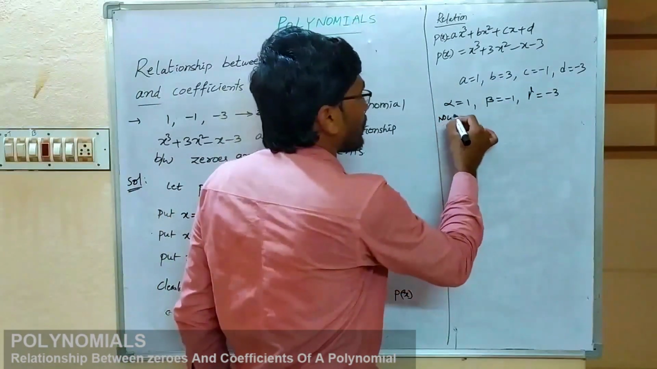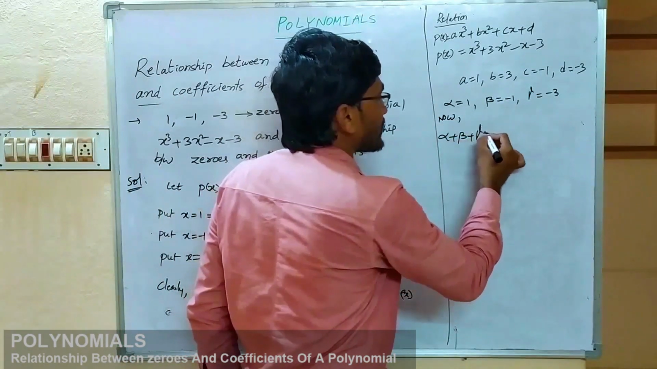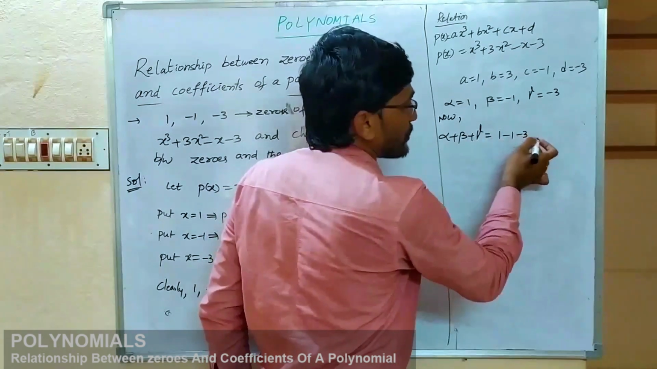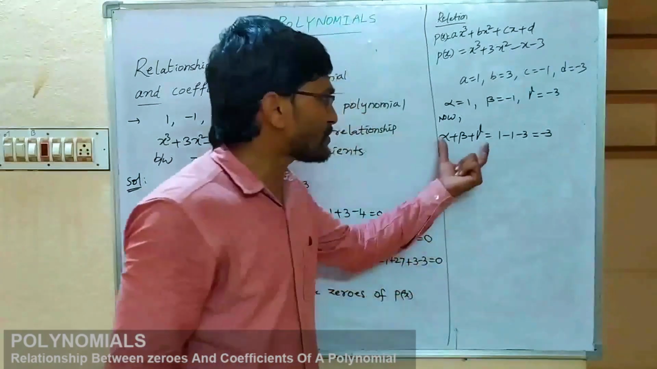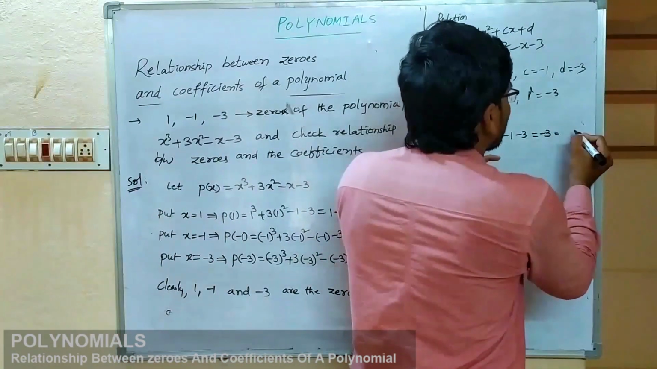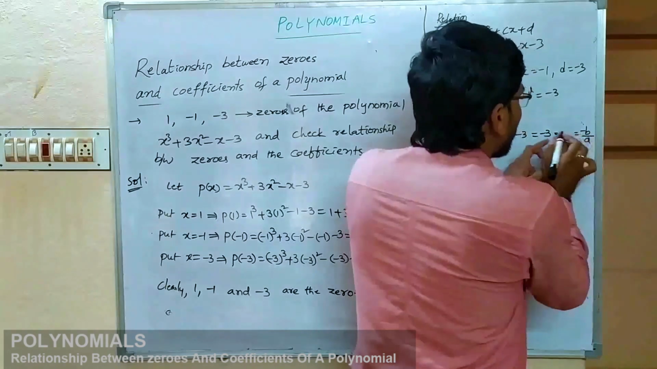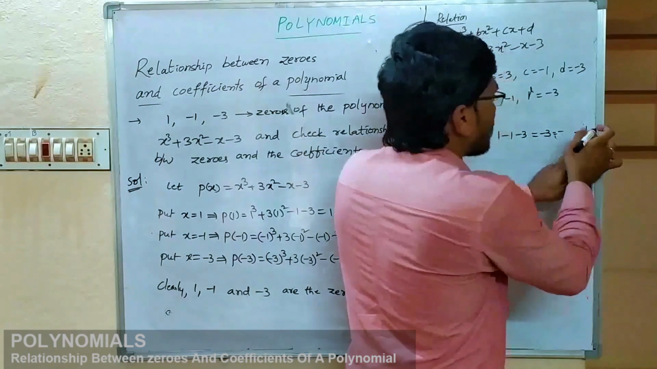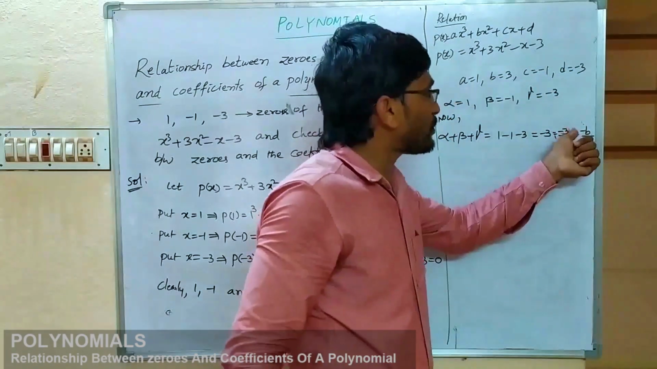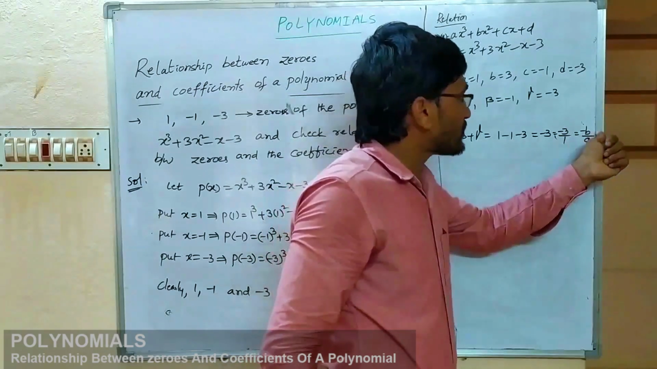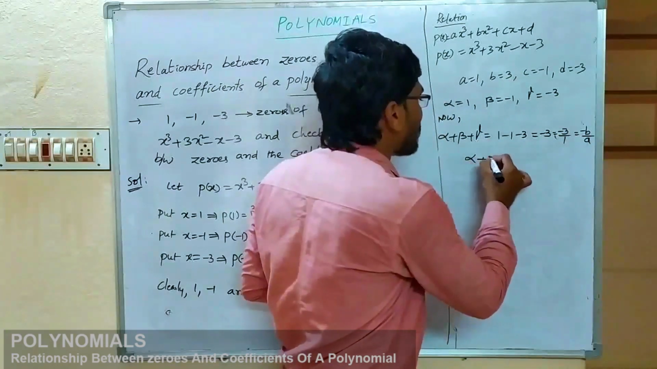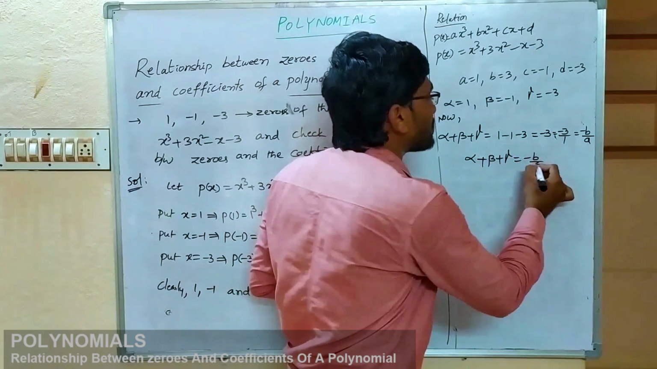Now, alpha plus beta plus gamma is equal to alpha is 1, beta is minus 1, gamma is minus 3. 1 minus 1 is 0, 0 minus 3 is minus 3. So this value should be minus b by a, that we have to verify. So I write directly minus b by a. What is the b value? 3. The a value is 1. Minus 3 is equal to minus 3 by 1. It is correct. So we verified alpha plus beta plus gamma is equal to minus b by a.